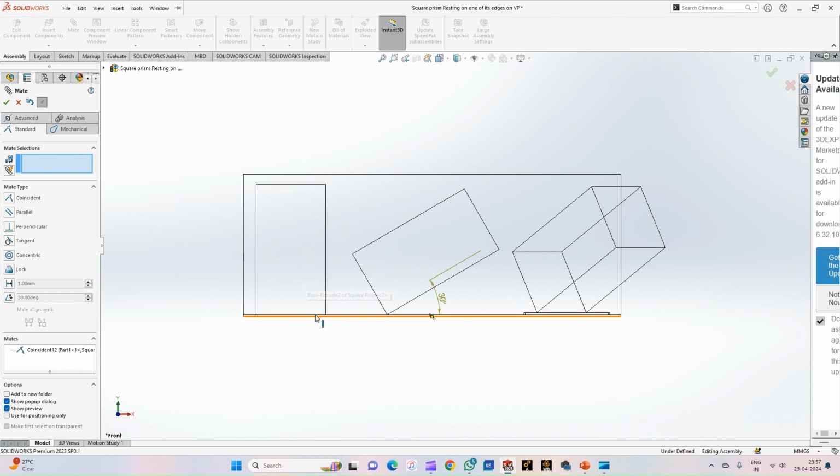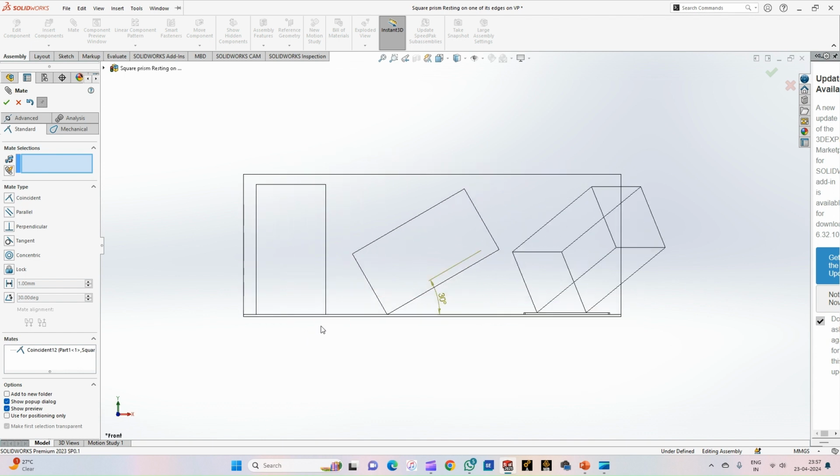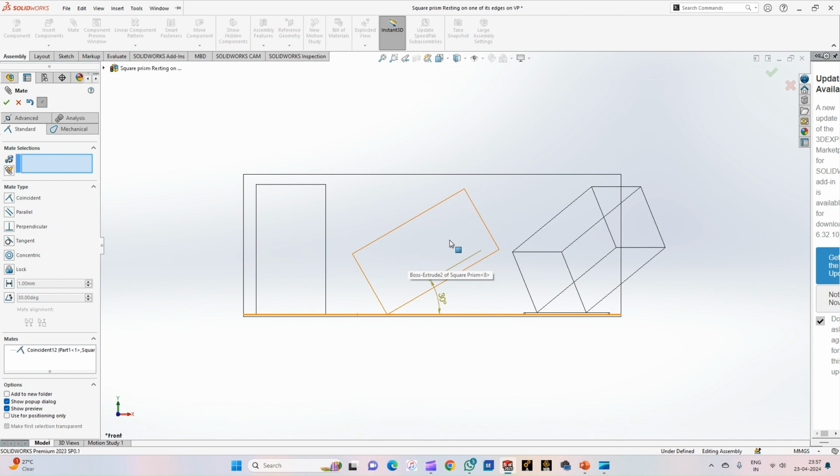A square prism is initially resting on one of its edges on HP. This is the front view and this is the top view of the first condition. With the next condition, it says that the square prism is also inclined to the HP in such a way that its axis is inclined to HP at an angle of 30 degrees. The axis will also be parallel to this edge. With that concept, we have ensured that this face of the prism is inclined to the HP at an angle of 30 degrees. So this is 30 degrees inclination.